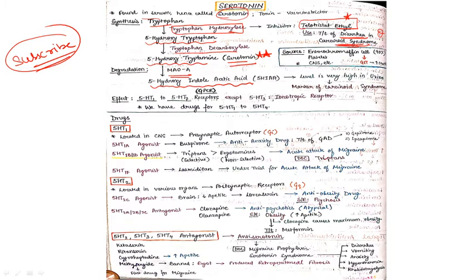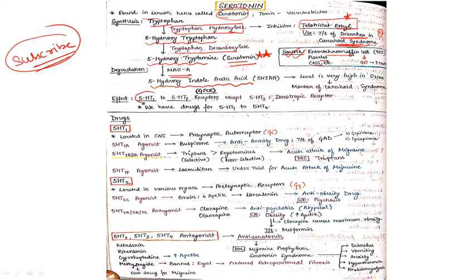Now coming to the next part. One more thing, the source of serotonin: it is enterochromaffin cells, then platelets, then CNS. Now coming to the next part, that is receptors. Now we will discuss the receptors and their types, along with the effect on our body.